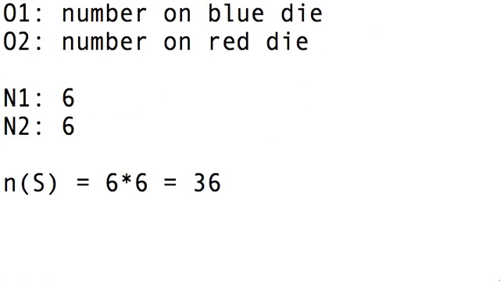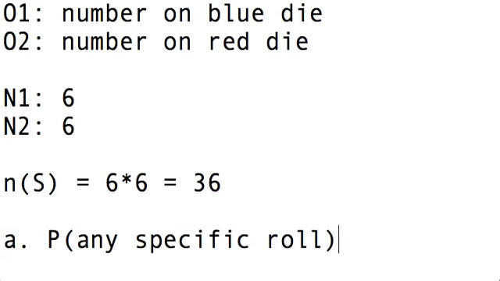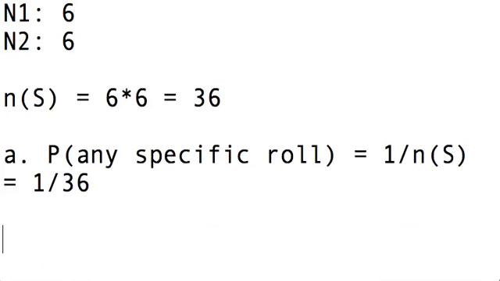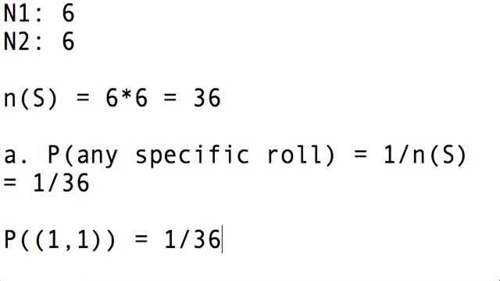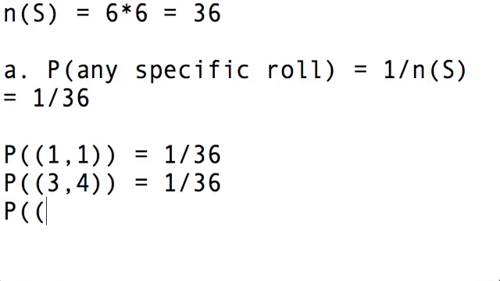Now, this means that, for example, the probability of any specific roll will always be 1 over the number of things in S, which is 1 over 36. So the probability of getting snake eyes, two ones, is 1 over 36. The probability of getting a 3 and a 4 is also 1 over 36. The probability of getting a 4 and a 3 is also 1 over 36, etc.